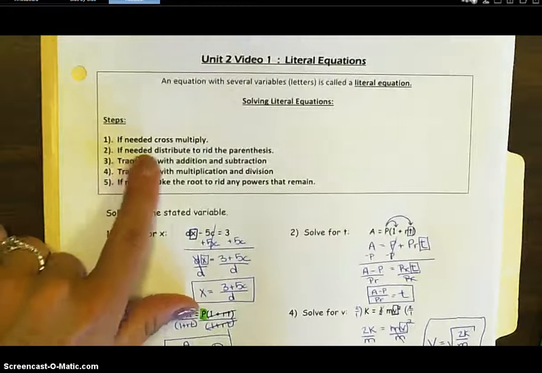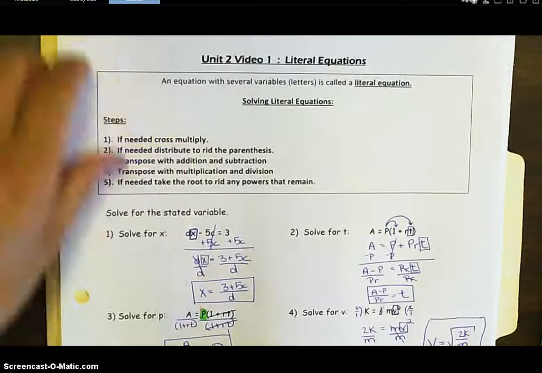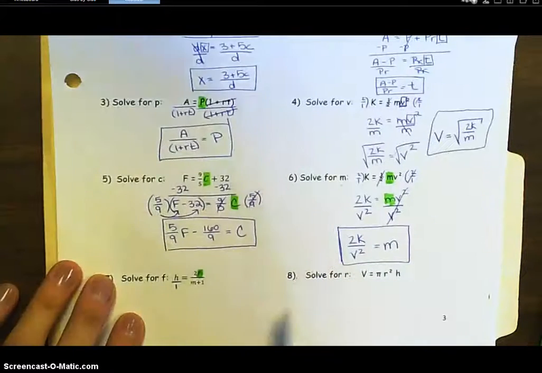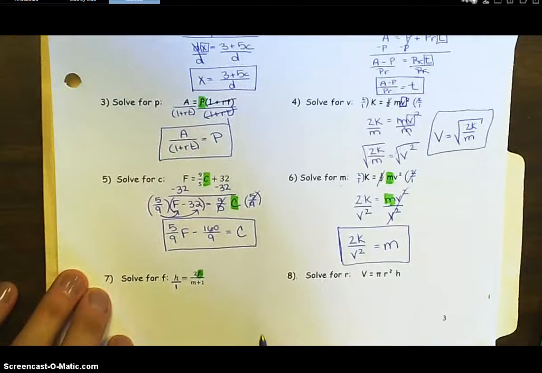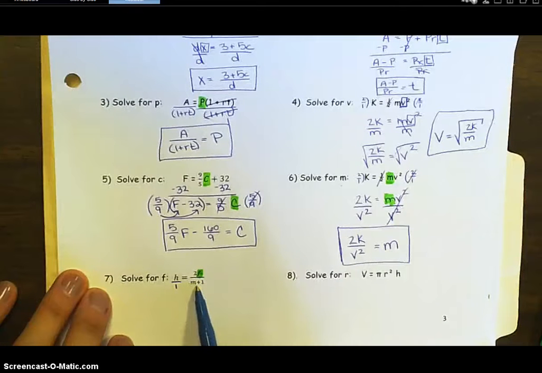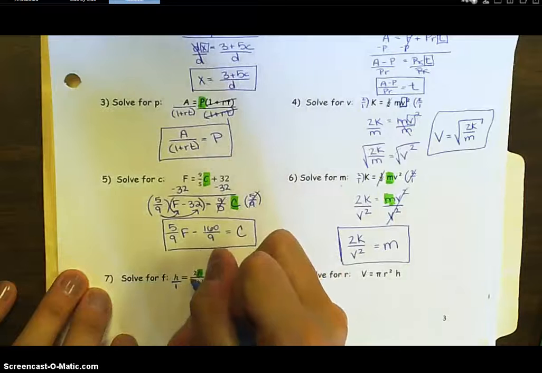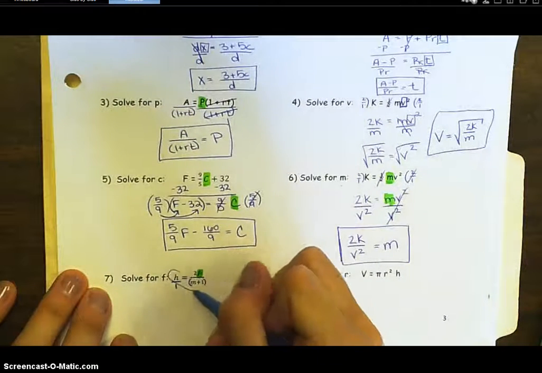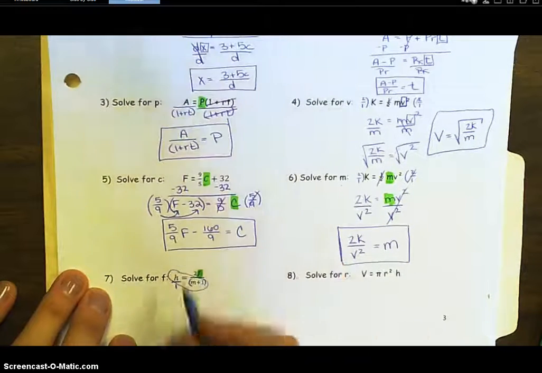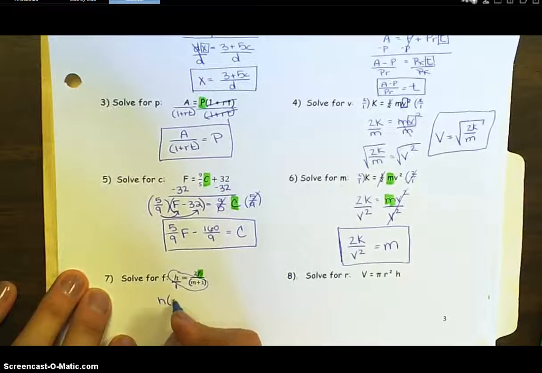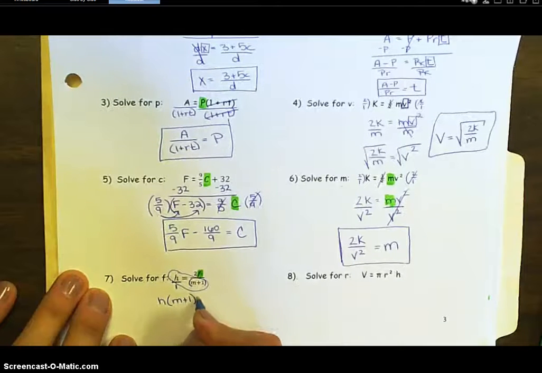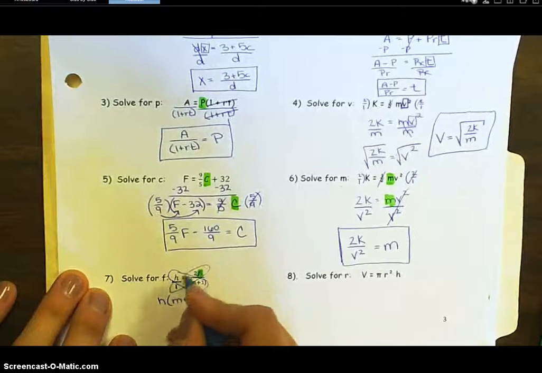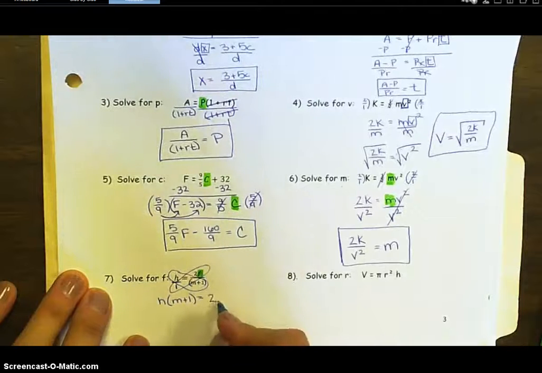So now, if needed, cross multiply. We have a fraction equal to a fraction, we can cross multiply. But careful, the denominator here is a binomial. A binomial is a quantity, and quantities go into parentheses. So now we can cross multiply. So h, parentheses, m plus 1, equals 1 times 2f, which is just 2f.